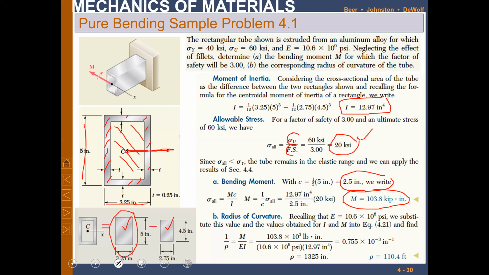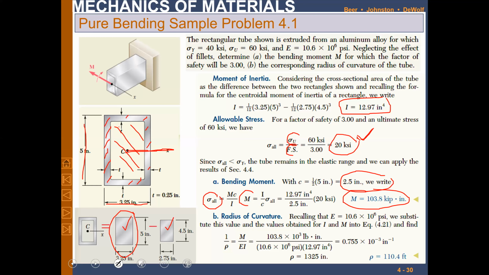So for this allowable, we cannot go beyond it. The required moment is basically 110 kip-inch, for having this shape and the centroid existing at 2.5. So this is the allowable. This is the maximum moment we can apply to create this sigma allowable, right?